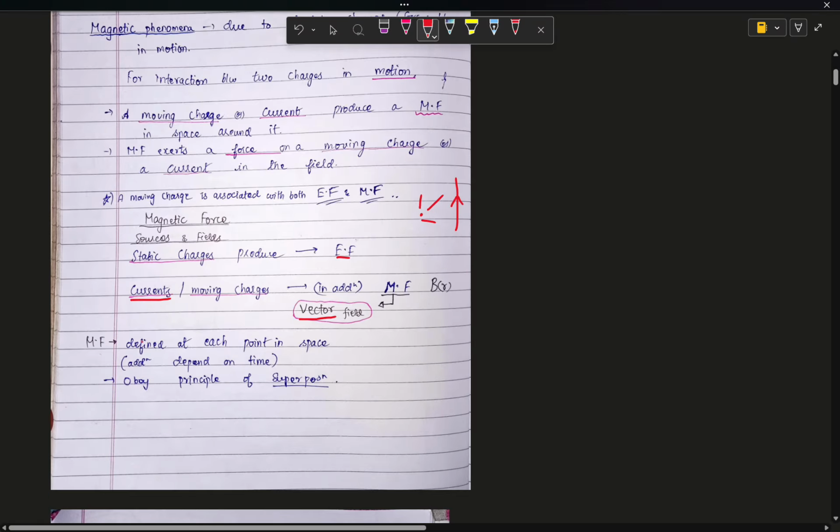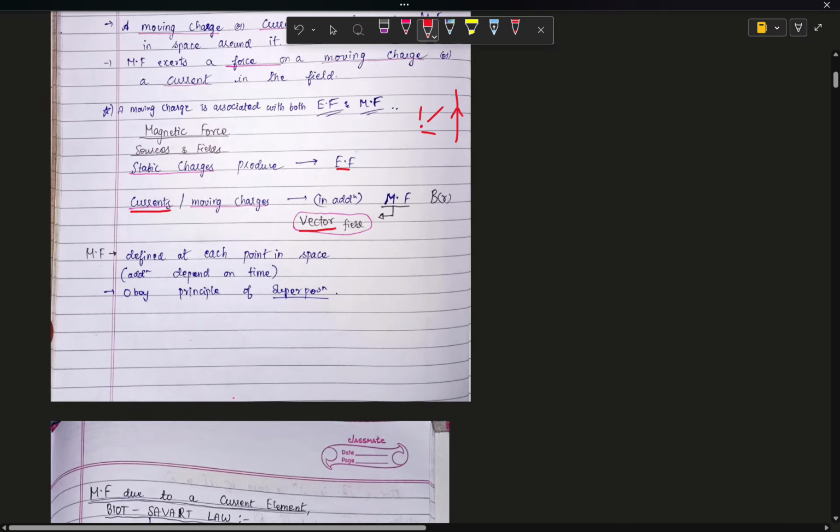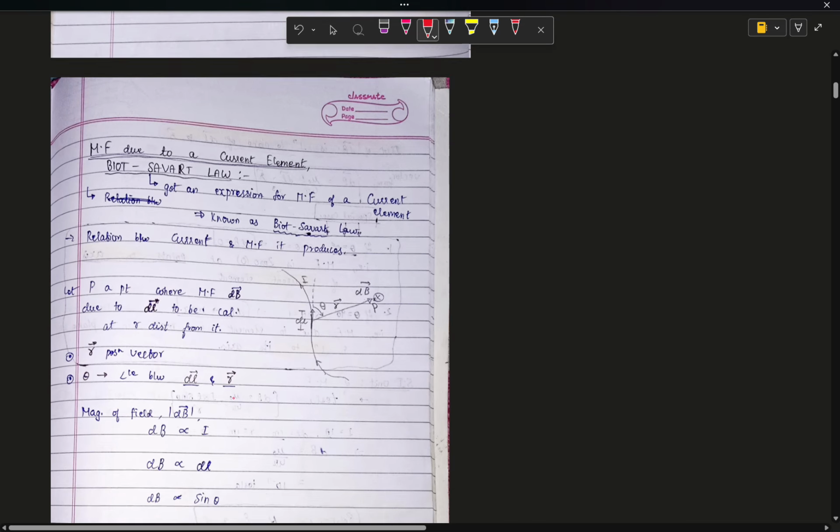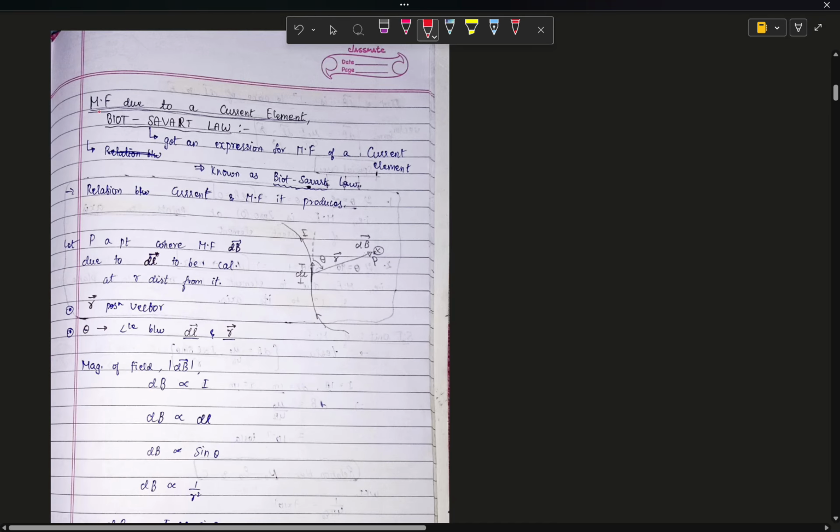Magnetic field is defined at each point in space, in addition to depending on time. It obeys the superposition principle. So these are the theory points; you can just note them down. Now this is the Biot-Savart law: the magnetic field due to a current element.